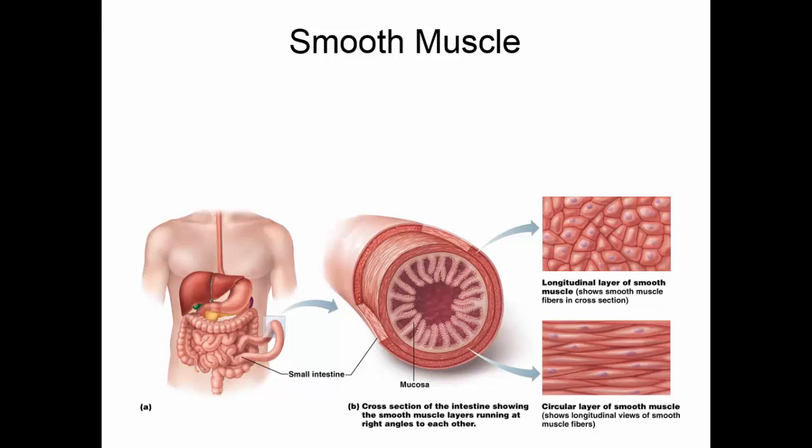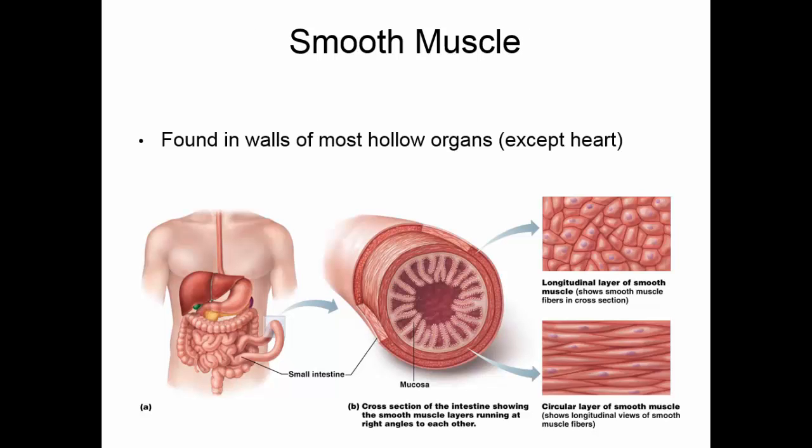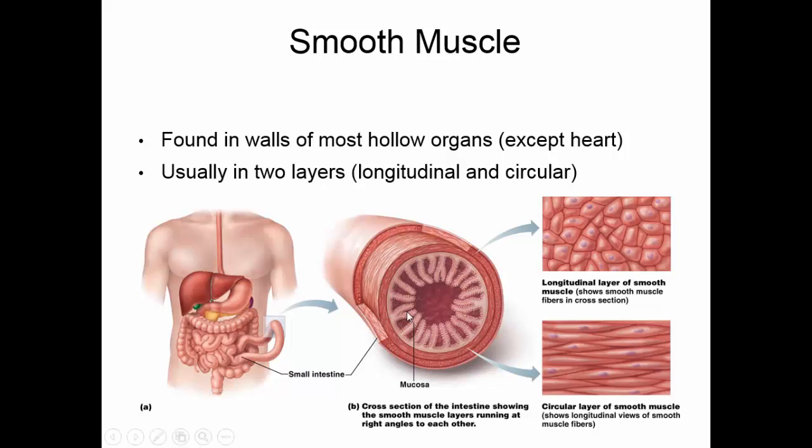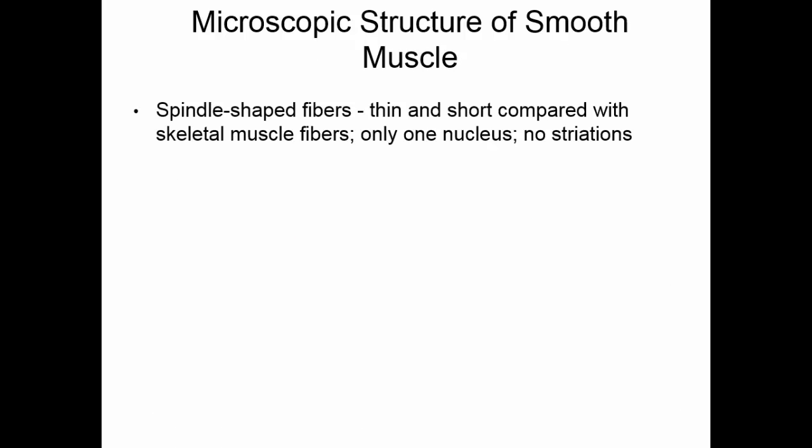Another type of muscle tissue we have is smooth muscle. This is found in the walls of most hollow organs, except the heart, which has cardiac muscle, and usually is 2 layers. One layer runs longitudinally, the length of the tube, the other runs circularly. Smooth muscles are spindle-shaped fibers. They're thin and short compared with skeletal muscle fibers. They usually have only one nucleus and they don't have the striations. That's why they're called smooth muscle.